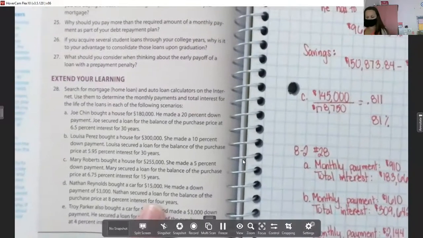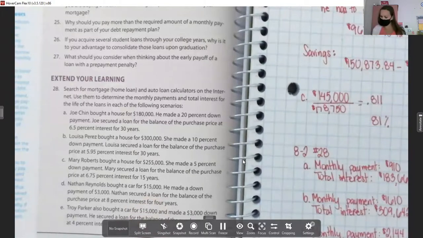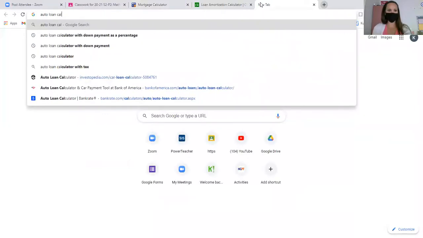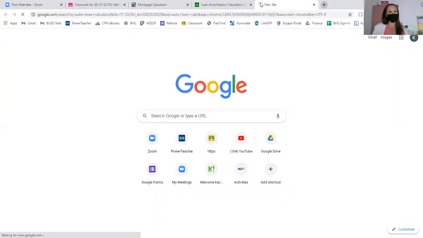Part D says that Nathan Reynolds bought a car for $15,000. He made a down payment of $3,000. He secured a loan for the balance of the purchase price at 8% for 4 years. So I'm just going to do an auto loan calculator. And so this says he made a down payment of $3,000.